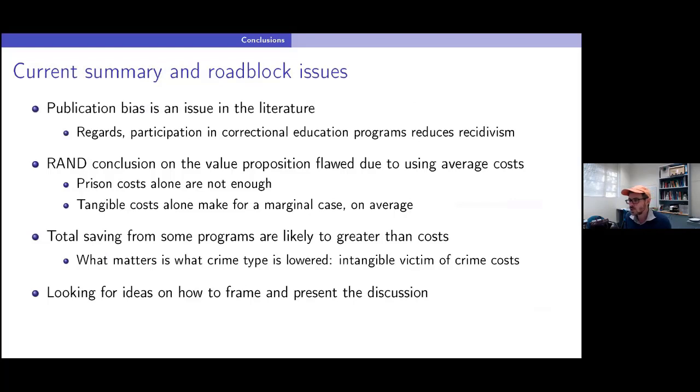So what are my conclusions? My conclusions are that publication bias is an issue, but it doesn't change the conclusion that correctional education programs reduce recidivism. The RAND conclusion, however, is fundamentally flawed because of this average cost versus marginal cost problem. At a whole of system level, it's probably safe to say that benefits outweigh costs, but you really need to be thinking about the individual program level. You can see that I'm getting towards that end there, and it's a little bit unresolved how I should be presenting this, because I'm a bit stuck with those things.